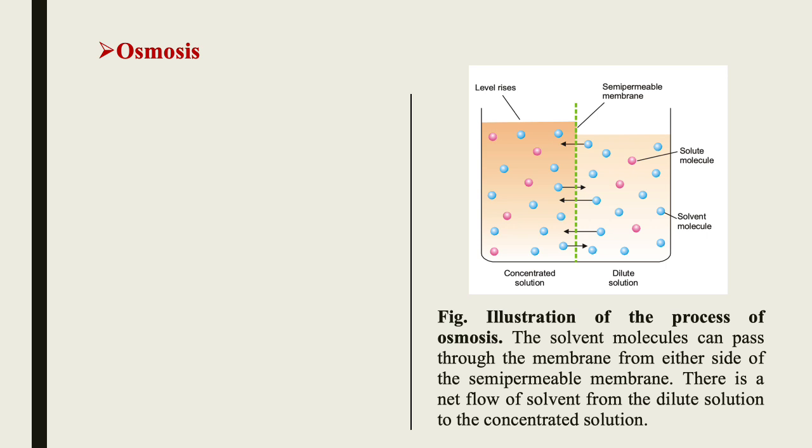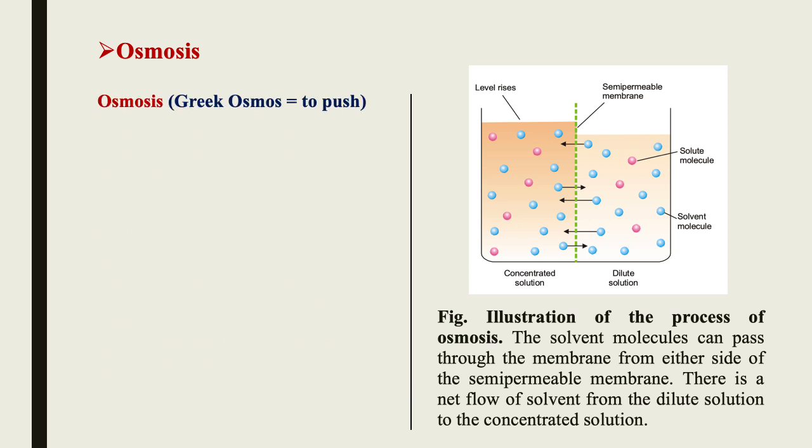So there is a net flow of solvent from the dilute solution to the concentrated solution. Here, dilute solution means the number of particles is less. As you can see, in this compartment the solute has only 3 particles, and in this compartment you have 5 particles. So here the solute concentration is higher, and here it's diluted. In that way it's a concentrated and a dilute solution.